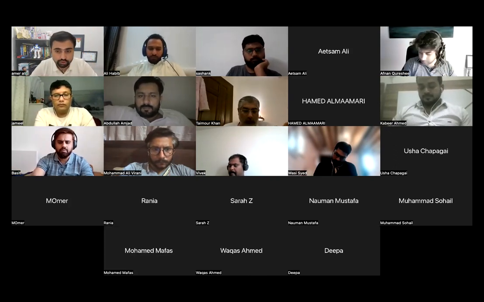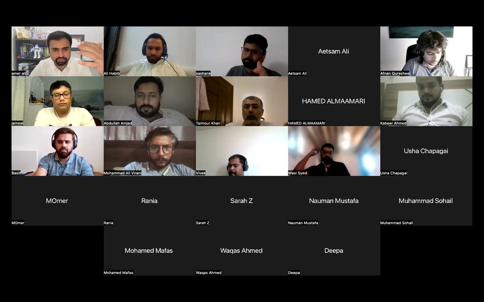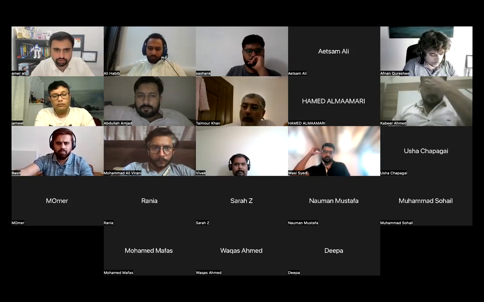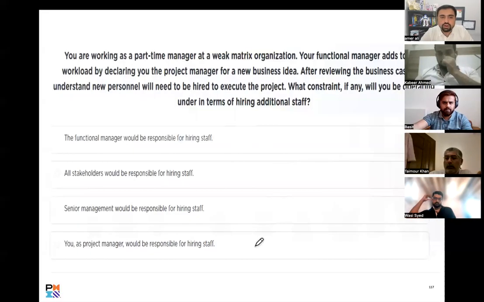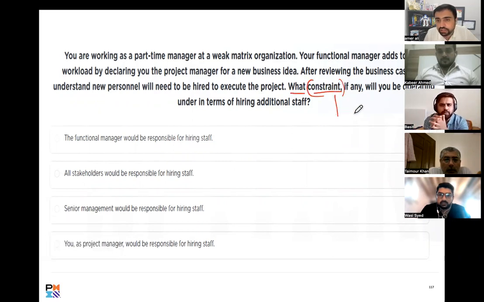Let's solve those questions. First question I'll solve, then I'll ask you one by one, or if anyone volunteers, they can solve the question. Okay, so normally you have 70 seconds to solve the question. Step 1, slow down. Okay. Step 2, read the last line. What constraint? Constraint means, now this is a keyword. Identify the keyword.